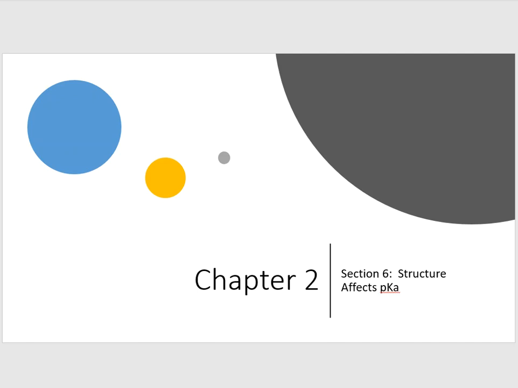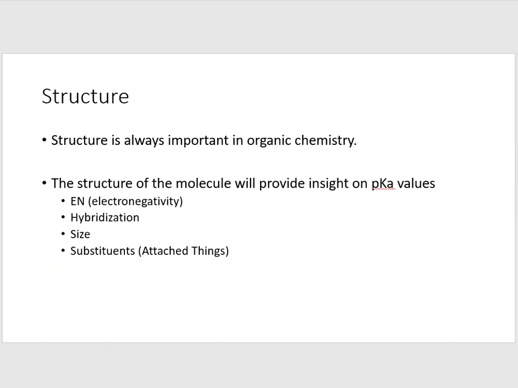We're going to look at these structures, these components that we need to discuss, and we're going to relate how organic chemistry plays a role in acid and base chemistry. So what do I mean when I talk about structure? Well, we're talking about four different things here, and they're listed on the screen. The first one is EN, which is electronegativity value.